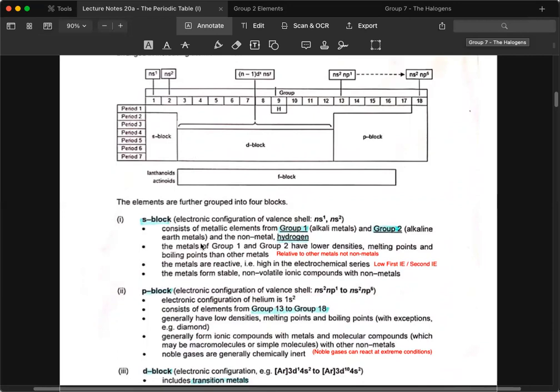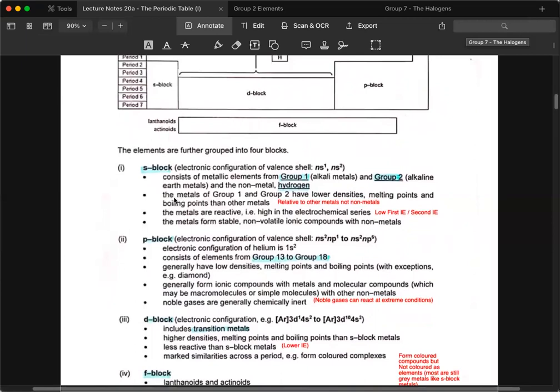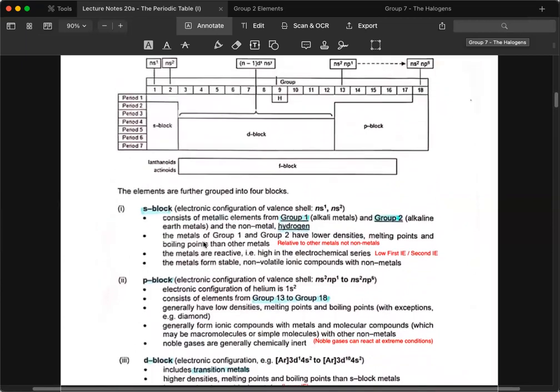The group 1 and group 2 metals have relatively low density, melting point and boiling point compared to other metals. They are reactive and are high in the electrochemical series. So they will have low first IE and low second IE. The metals form stable, non-volatile ionic compounds with non-metals. So these are the characteristics of group 1 and group 2 metals, as well as the S block. Okay, focusing more on the metals.